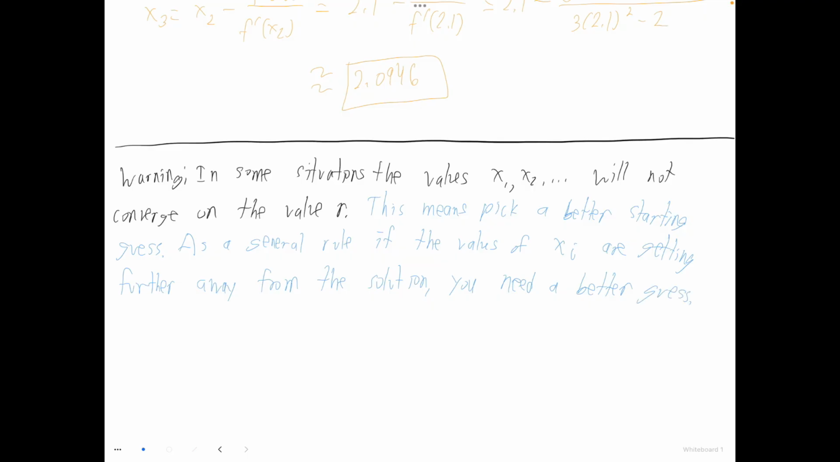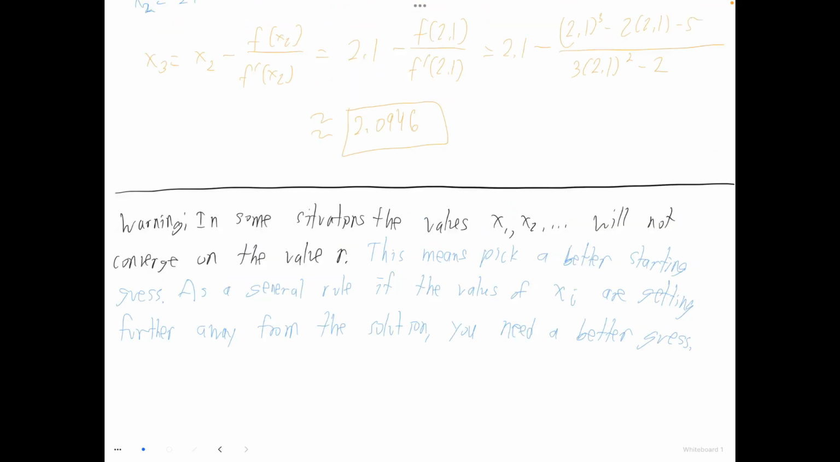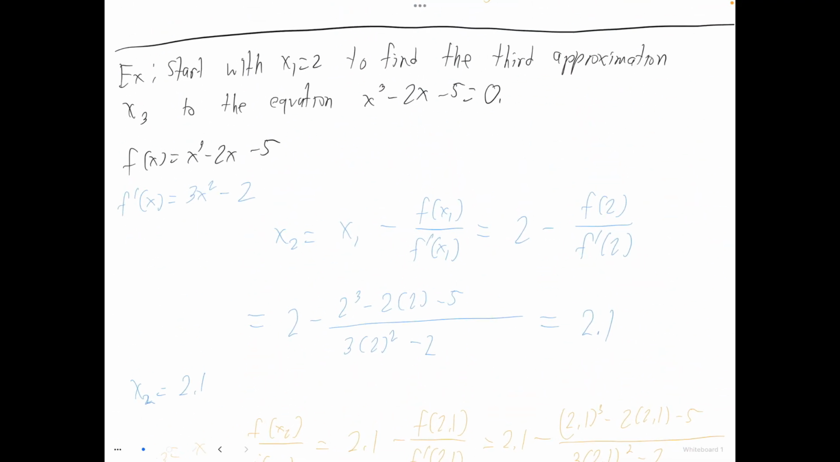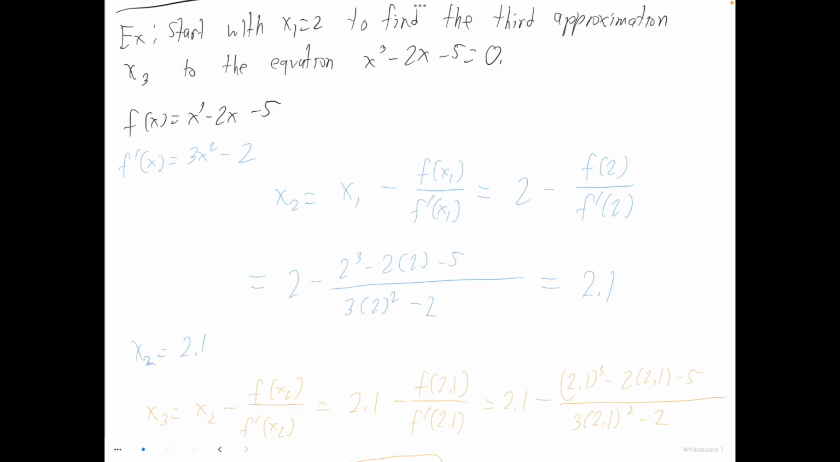Okay, so if your values are getting further away from where the solution actually occurs, you need a better guess. Now, the issue with this is you might not know the exact value of the solution, but you probably have an idea of the value of the solution. So for instance, in a polynomial, in something like x cubed minus 2x minus 5, you do know that when you plug in the solution, you should be getting 0. And so if the value you get from Newton's method is a larger value than what you got the previous one, you probably have picked a bad starting point.